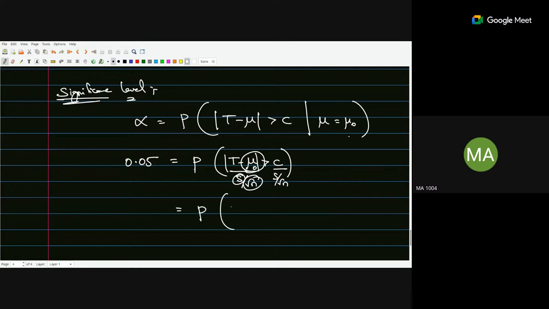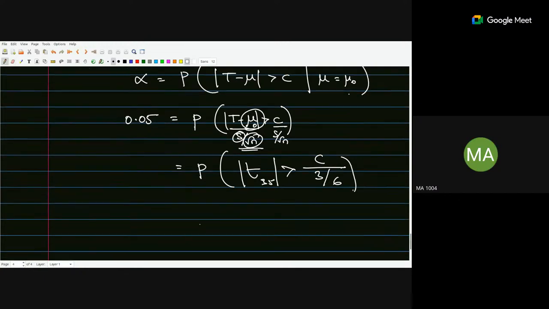So let me write down what all I know. This left side, I don't need to worry. This follows t with n minus 1 degrees of freedom. Here in this case n is 36, so this follows t35, which is greater than c divided by s by root n. What is the s value given? 3, divided by root 36, which is 6. So this will be the probability that |t35| is greater than 2c.